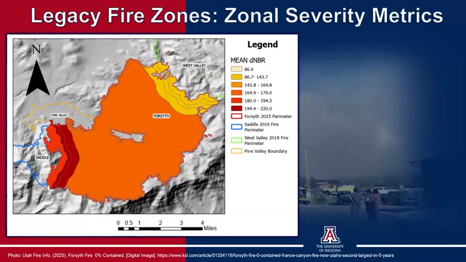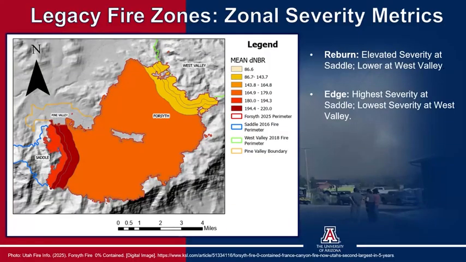This slide illustrates how the Saddle and West Valley legacy scars influence the Forsyth severity, with noticeably different patterns on each side of the Forsyth perimeter. The Saddle reburn zone had higher severity due to denser fuels from older regrowth, while the younger vegetation in the West Valley reburn zone resulted in lower severity. The Saddle Edge zone experienced the highest severity, with a sharp transition from mature regrowth to unburned forest, creating a strong fuel gradient. In contrast, the West Valley Edge had only light to moderate severity due to younger, lighter fuels.